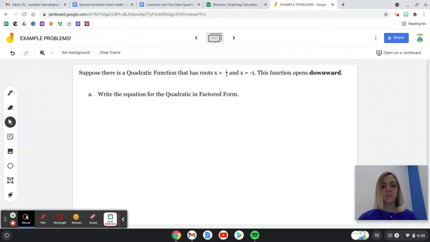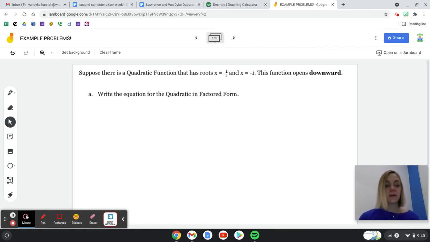Okay, so this workshop's going to go over how to write a factored form equation given roots or our zeros or our x-intercepts, whatever you want to call them. So our problem says, suppose there's a quadratic function that has roots at x equals 1/3 and x equals -1, and the function opens downward. Write the equation for the quadratic in factored form.